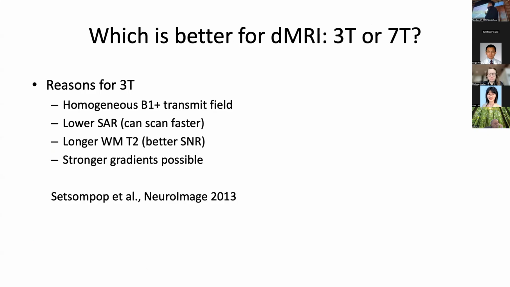And for a long time, people have known 3T for its ability to get super strong gradients like the Prisma or the Connectome scanner. And so there's a lot of good reasons to do it on 3T. It has homogeneous B1 fields, lower SAR, so you can do more multiband and scan faster. You have longer white matter T2, so better SNR performance. And yeah, it's easier to put strong gradients into lower fields.